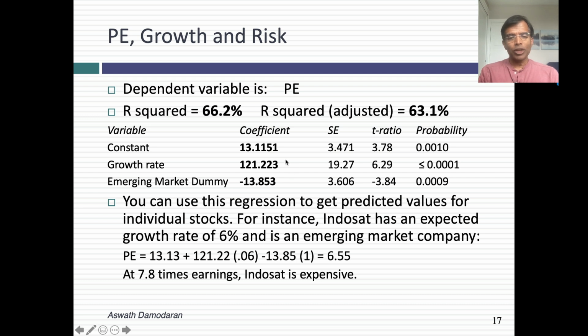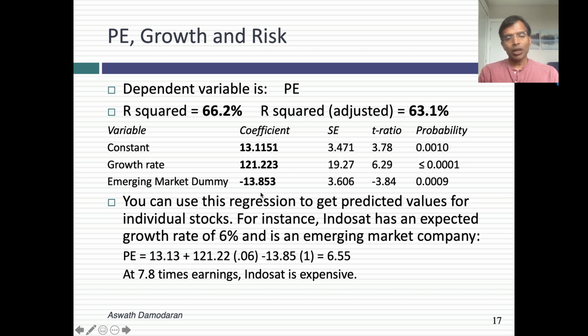Every 1% increase in growth rate increases my PE ratio by 1.21. I've now captured the effect of higher growth in PE explicitly. So if your growth rate is 5% higher than mine, your PE ratio should be roughly 6, 5 times 1.21, higher than mine. The T statistic is significant. The p-value backs it up.